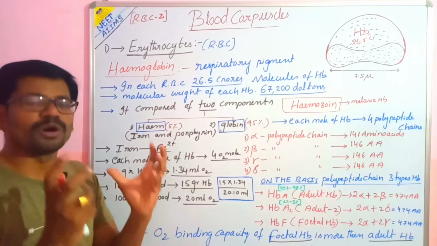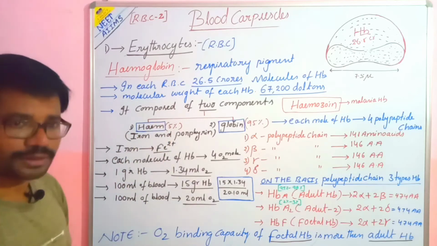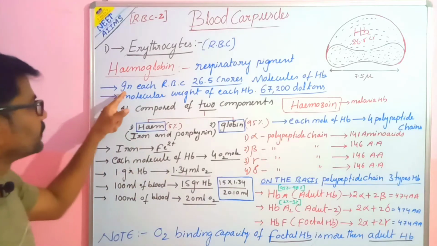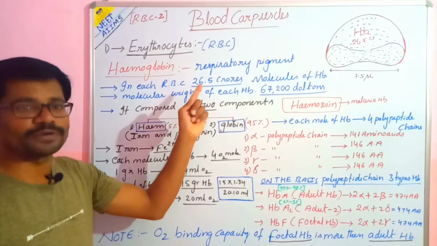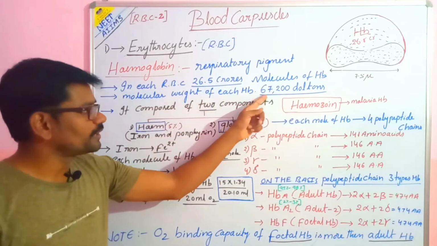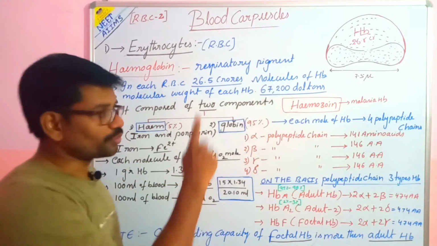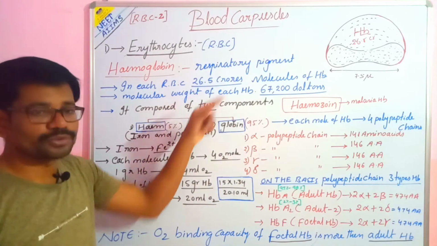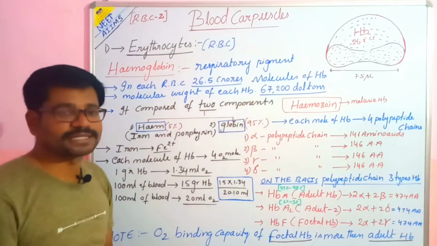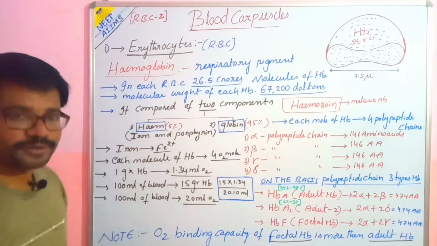Now, how many hemoglobin molecules are present in each RBC, what is the weight of each hemoglobin molecule, and what components are present in hemoglobin? Let me explain. Each RBC contains 26.5 crore molecules of hemoglobin. The molecular weight of each hemoglobin is 67,200 Daltons, right? Now, what is the internal structure of hemoglobin?